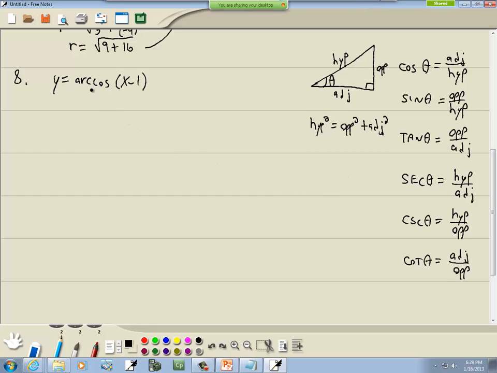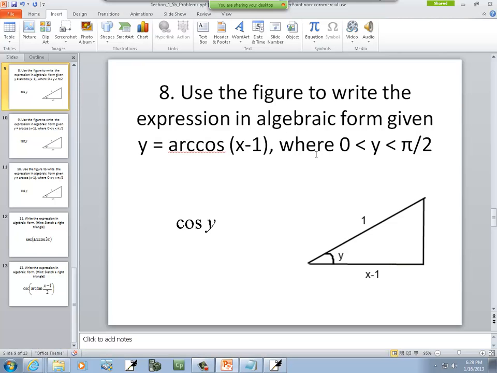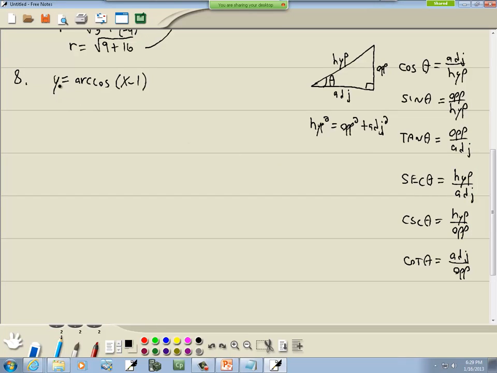Okay, so let's take a look at this. Now they're telling us that the angle y is between 0 and pi over 2. So what they're indicating to us is everything's positive, so you don't need to worry about signs. Okay, so we're going to go ahead and take cosine of both sides.